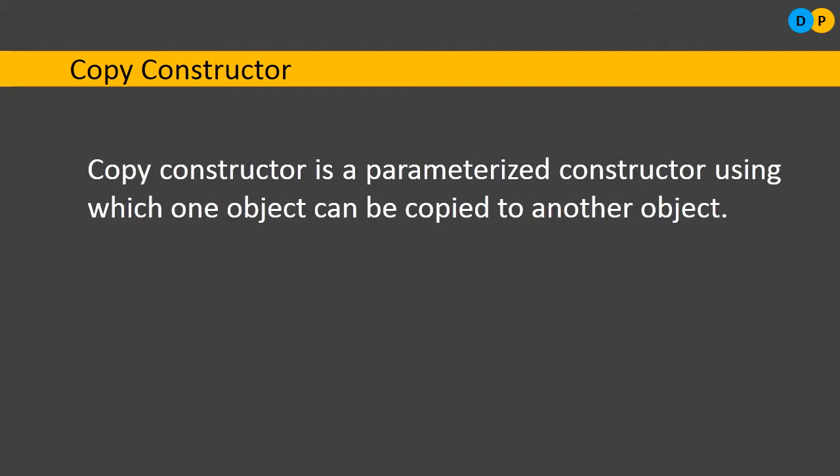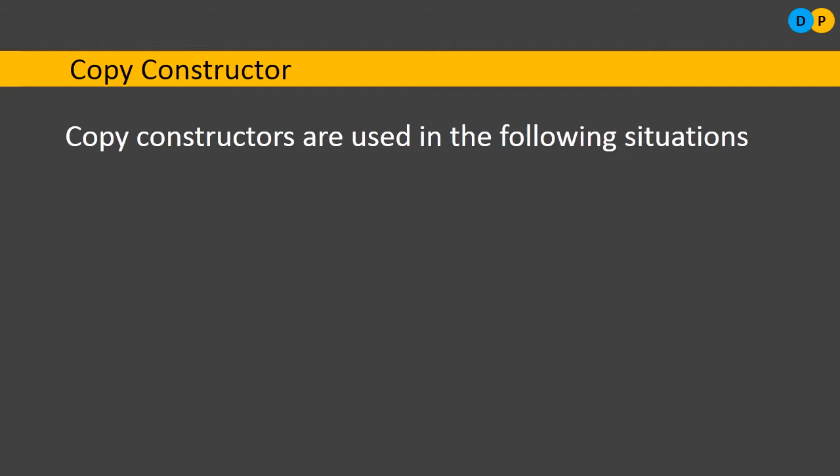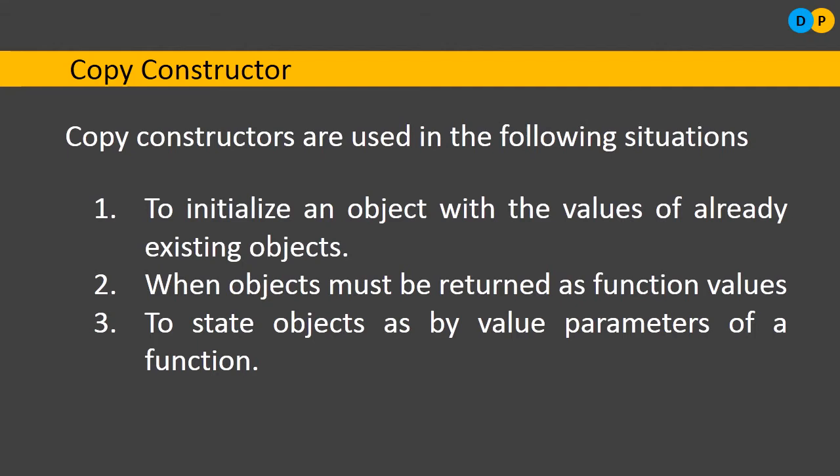So copy constructors are nothing but a parameterized constructor using which one object can be copied to another object. Next, copy constructors can be used in the following situations. The first situation is to initialize the objects with the values of already existing objects. As I said, for a class, let us say that we are creating one object in the beginning. Later, we are creating one more object. If I want to initialize values of one object to another object, then that can be done with the help of copy constructor.